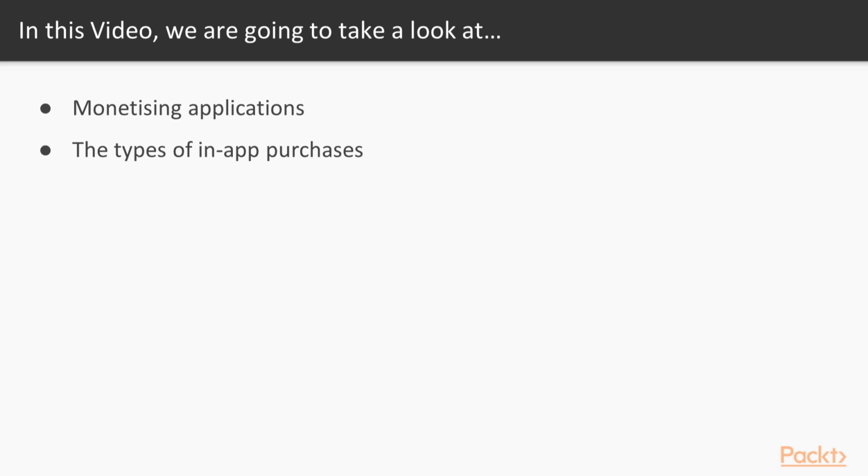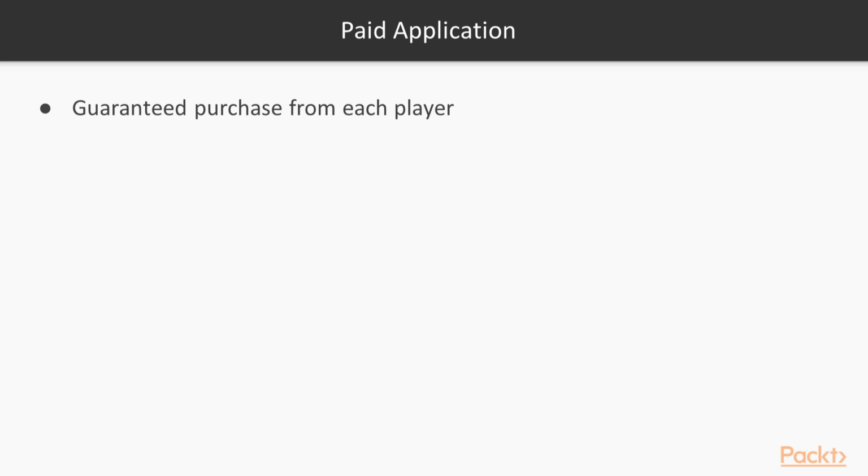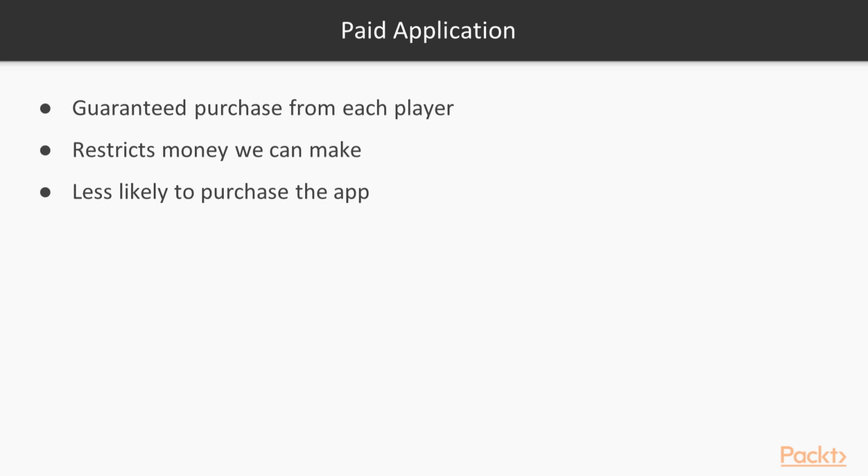In this video we're going to be looking at the different types of in-app purchases and how we can monetize the app. Before we release the app onto the stores, we need to find a way to monetize the app. There are two main ways to do this. First, we could release the application as a paid application. This ensures us a guaranteed purchase with an install of the app. However, it restricts the money we can make as there is only an initial purchase. Customers are also less likely to download the app as many of them prefer to download the free apps instead.